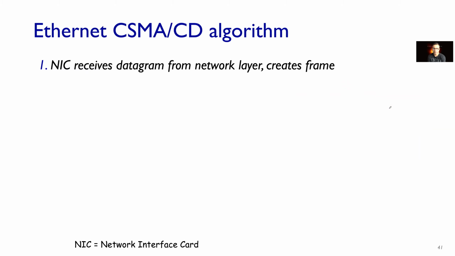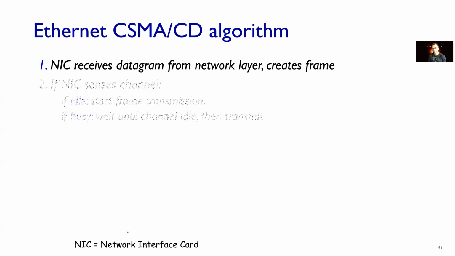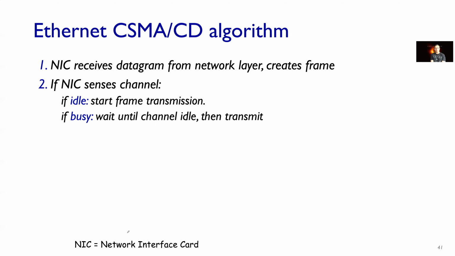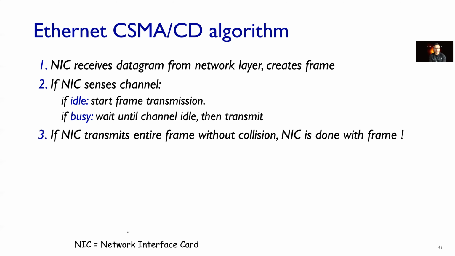So let's look at the Ethernet implementation of this. Here I'm referring to the NIC, so that is the actual card or the chip that's implementing the Ethernet protocol. Let's say the NIC receives this datagram from the network layer. It creates the frame. It senses the channel. If it's idle, it starts transmission. If it's busy, it just keeps listening and waits till the channel becomes idle, and then begins transmission.